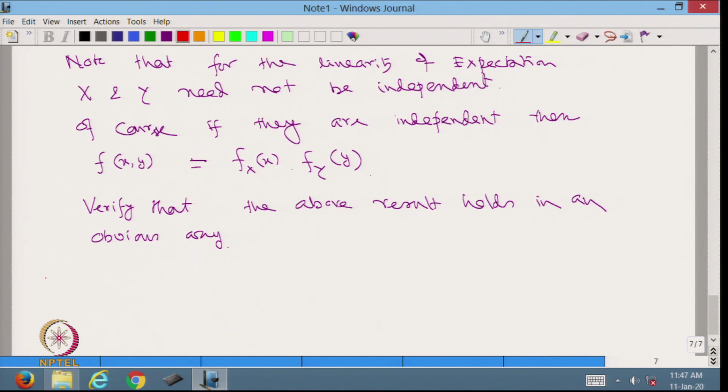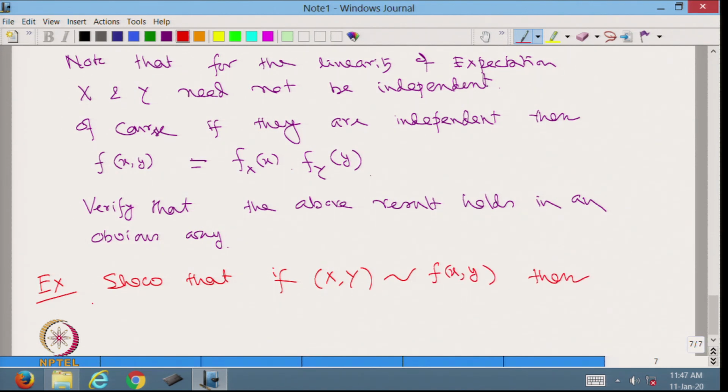I will give you an exercise: show that if (X,Y) is jointly distributed with f(x,y), then expected value of aX plus bY, where a and b are constants, is equal to a times expectation of X plus b times expectation of Y.